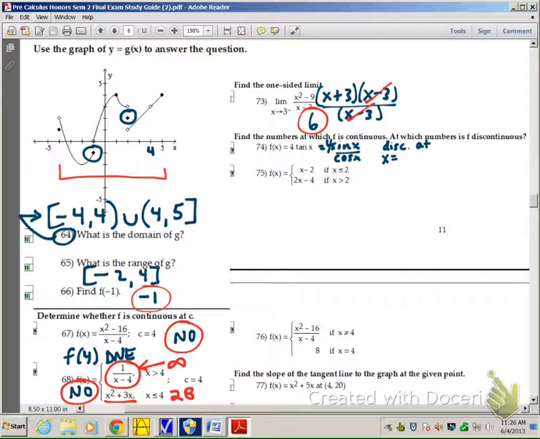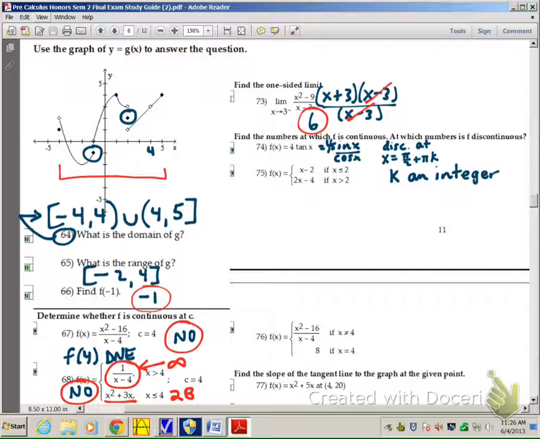So that would be pi over 2, 3 pi over 2, 5 pi over 2, and so forth. So discontinuous at x equals pi over 2 plus pi k for k an integer. Okay, so basically it's odd multiples of pi over 2, and there's other ways to write that, but that's the easiest way, I think. So it's discontinuous there and therefore continuous everywhere else. Okay.